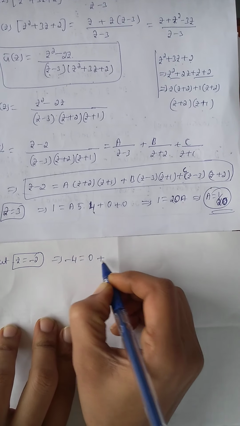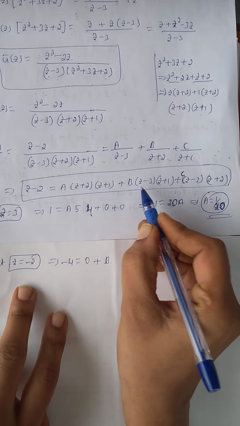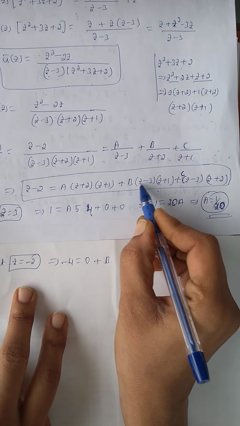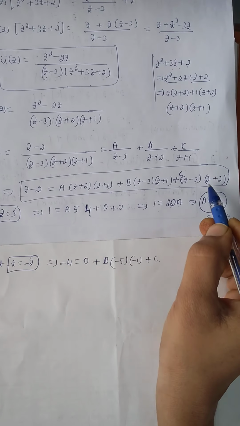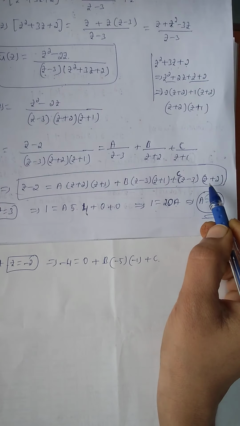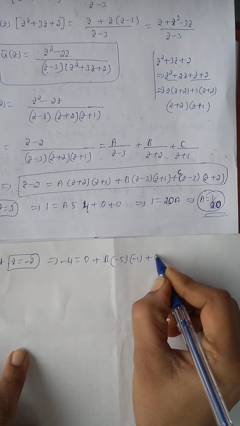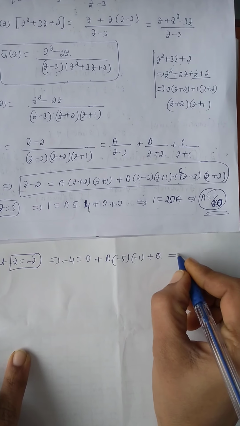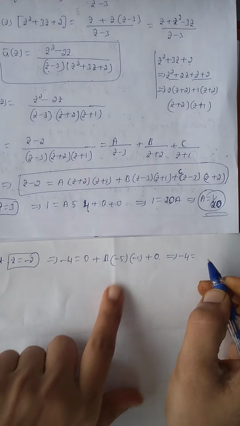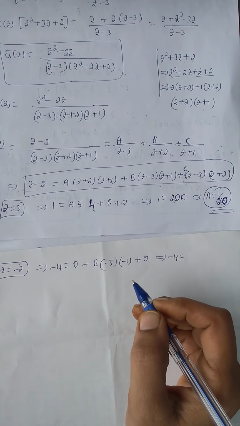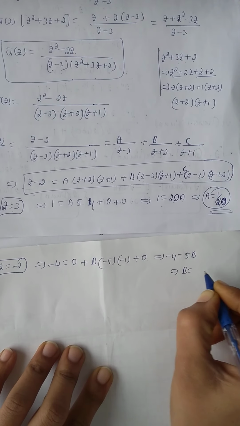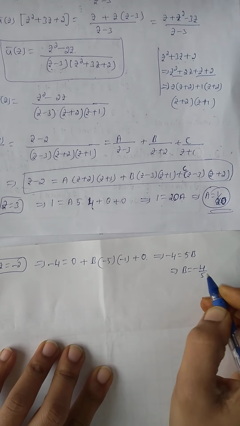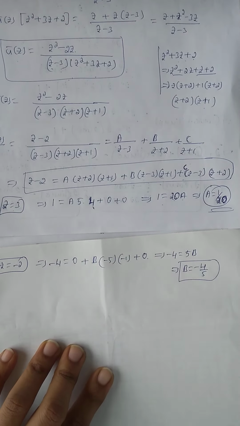The second term, B into z value minus 2 minus 3, gives minus 5, and minus 2 plus 1 gives minus 1. Plus C into z plus 2 with z equal to minus 2 gives 0, so the third term is 0. This implies minus 4 is equal to, minus into minus is plus, 5B. So B is equal to minus 4 by 5.